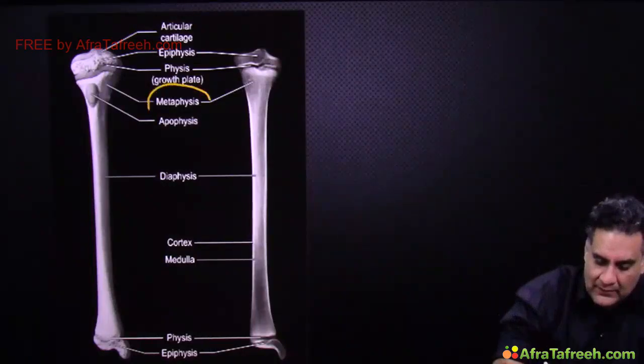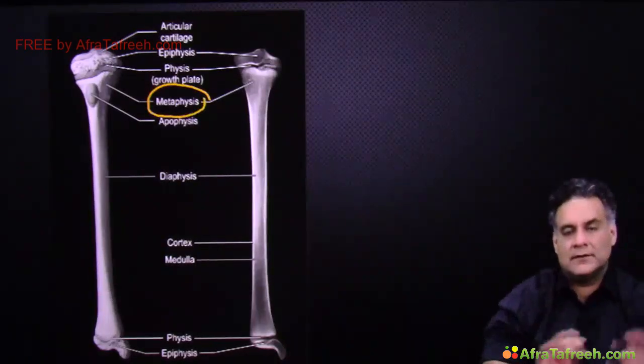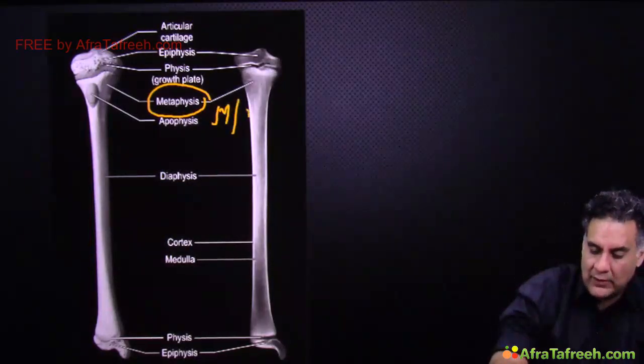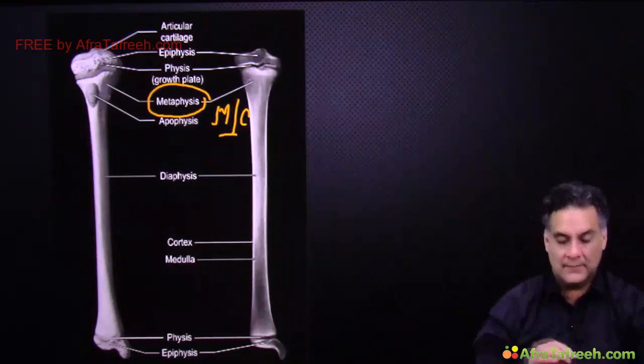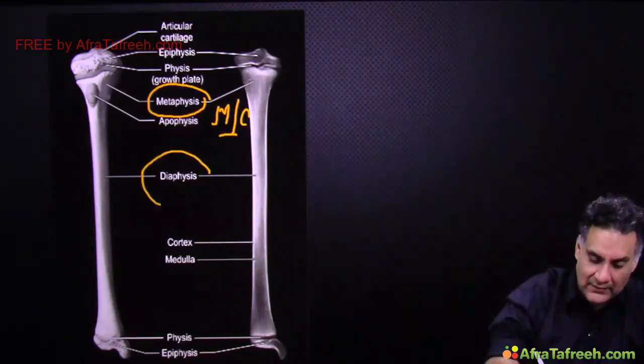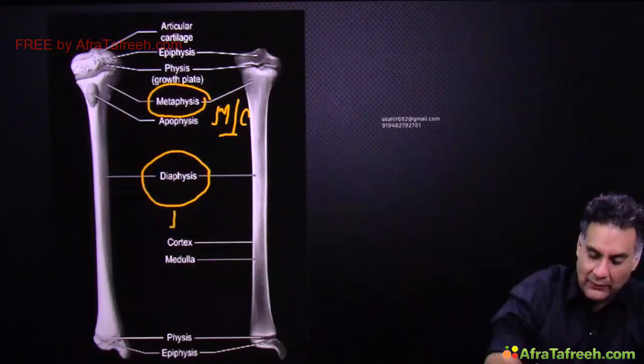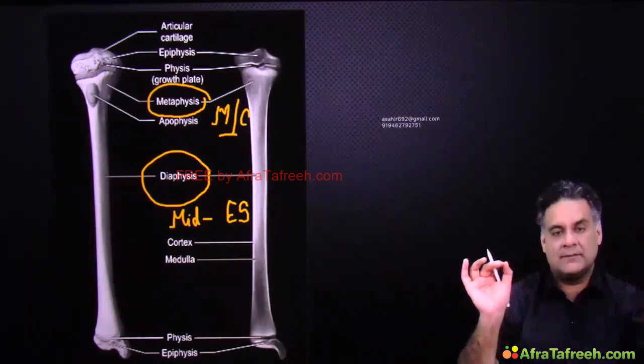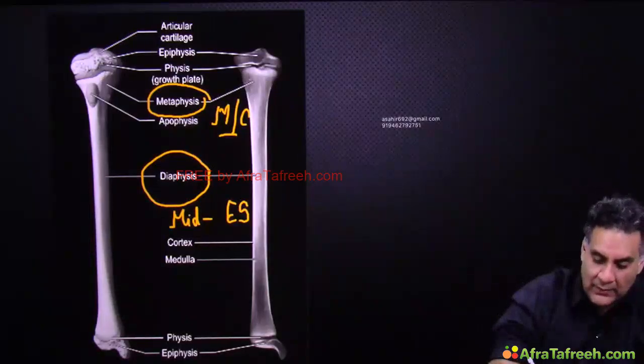this is the metaphysis. This is the most common location for infections and tumors. This is the diaphysis, also called the middle of a bone. And I want you to remember one disease here, Ewing sarcoma. Towards the end of a bone is the epiphysis.